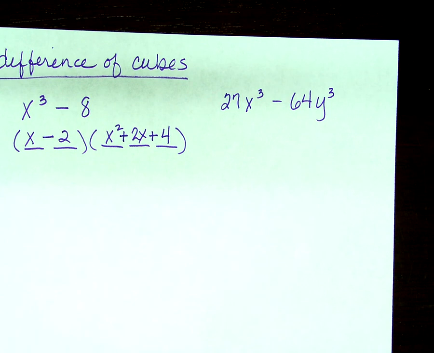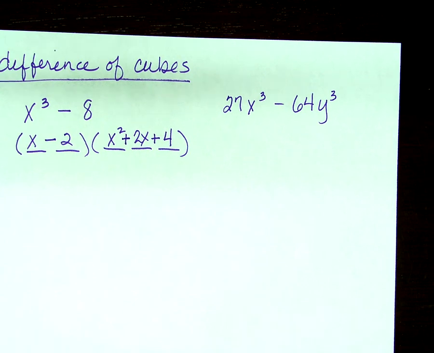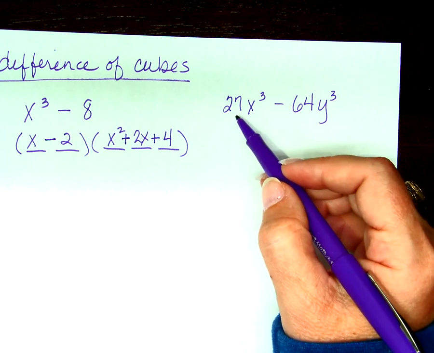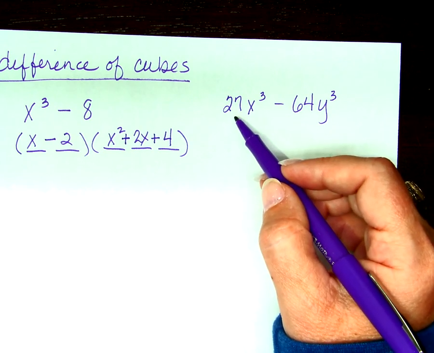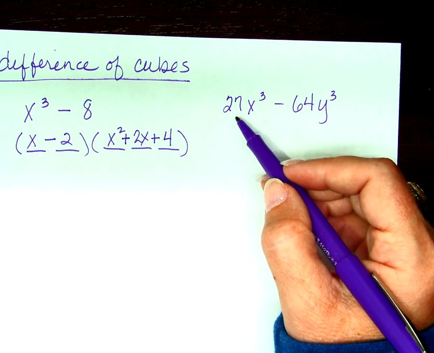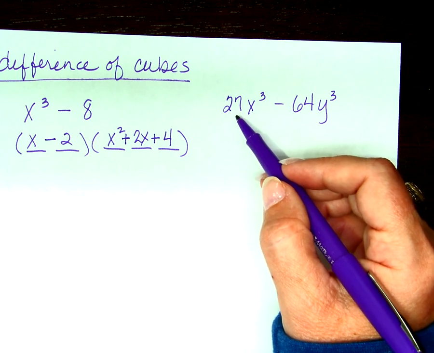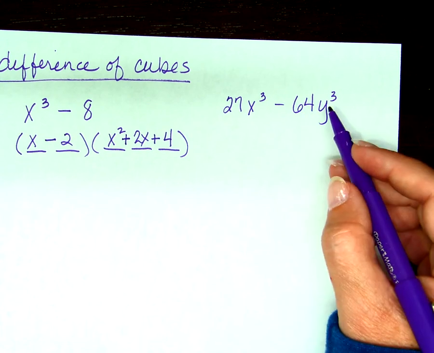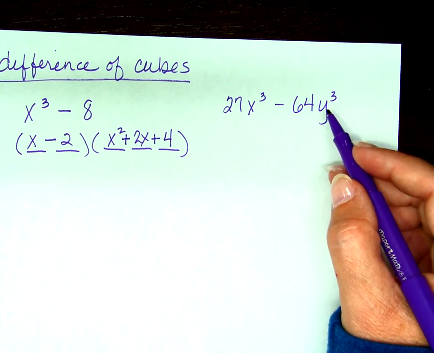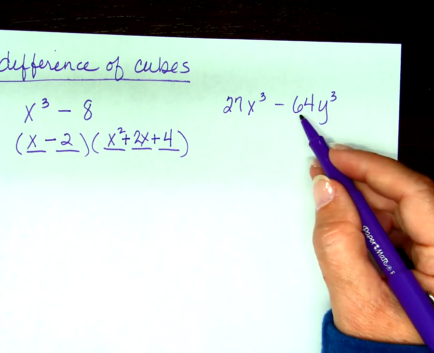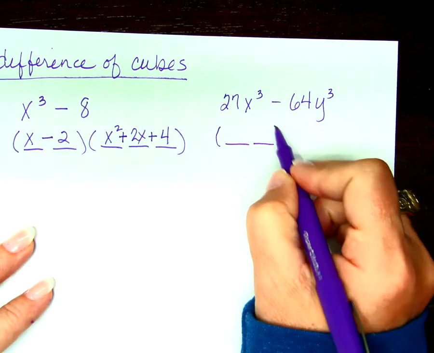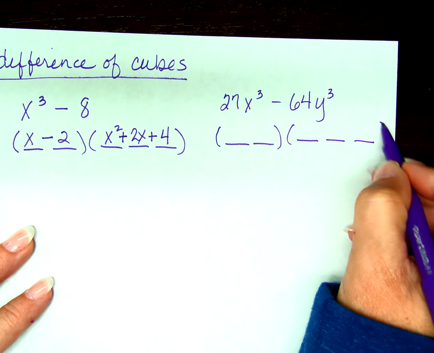Next thing to recognize, is this the difference of cubes? Well, what times what times what equals 27? If it is a cube, we can figure out what that what is. 3? 3 times 3 is 9. 9 times 3? 27. So 27 is a cube, right? Is 64 a cube? What times what times what equals 64? 4 times 4 is 16. 16 times 4 is 64. So is 64y cubed a cube? Yes. So I'm going to get a binomial and a trinomial. Got it?